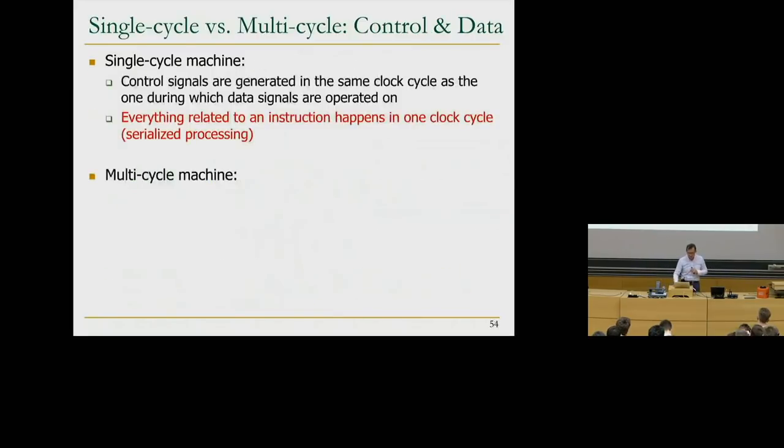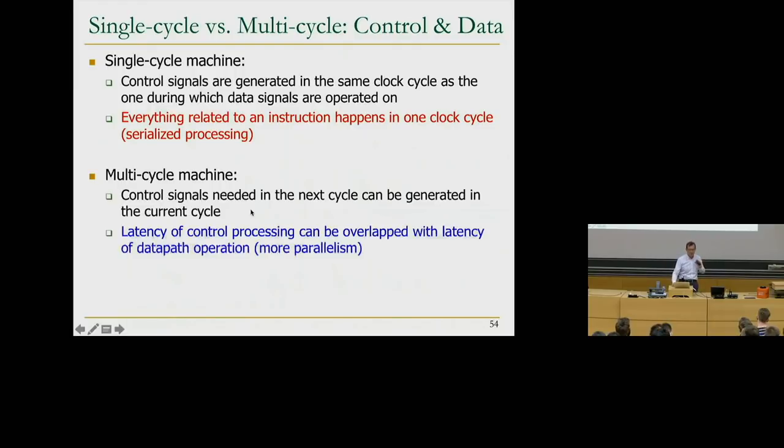Okay, so if you think about the single cycle machine, the control and data is a little bit different between these two machine types. Basically, control signals in a single cycle machine are generated in the same clock cycle as the one during which data signals are operated on. Basically, control signals need to be generated during part of the clock cycle, and then you use those control signals to control the data path elements. So essentially, everything related to instruction processing happens in one clock cycle. So it's serialized. You have to generate the control signals, and then the data needs to flow based on those control signals.